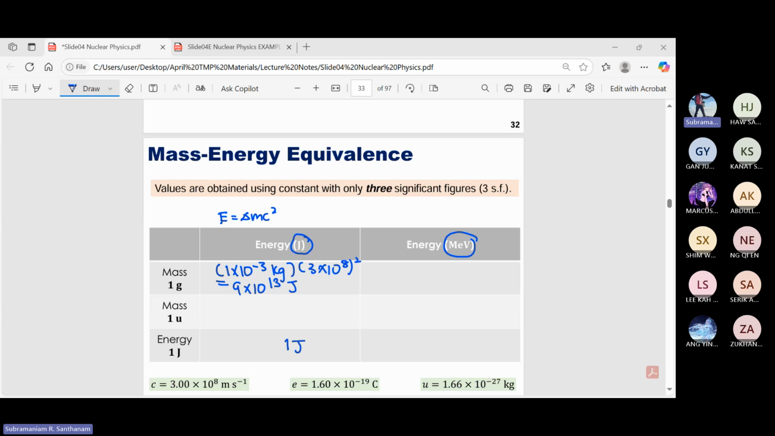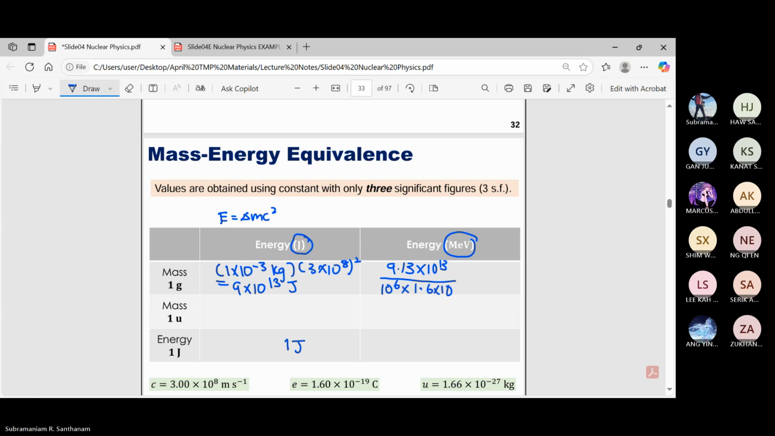So this is conversion. Whenever you want to change from joule to MeV, you need to divide by the charge of electron and the mega. So here you do the same thing. I have 9.13 times 10 power of 13. So to get mega electron volt, I must divide by 10 power of 6 times 1.6 times 10 power of minus 19. Okay, now you simplify this.